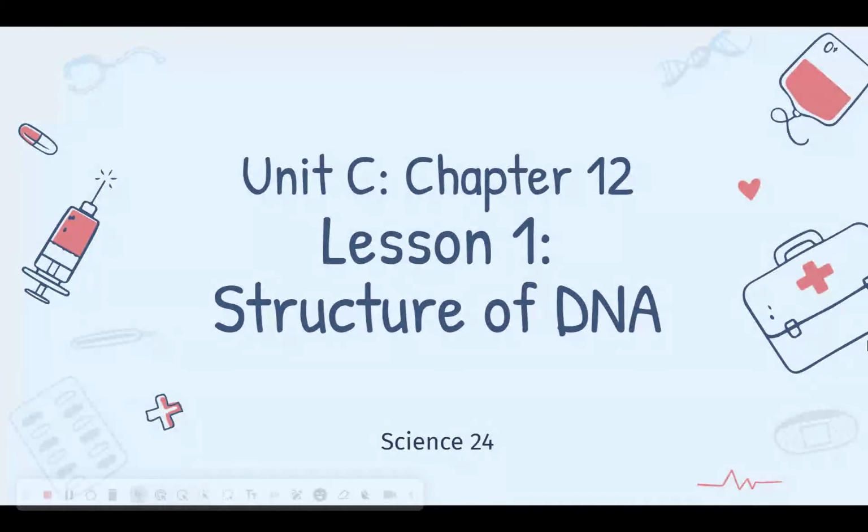Hi folks, this is lesson C12.1 Structure of DNA.